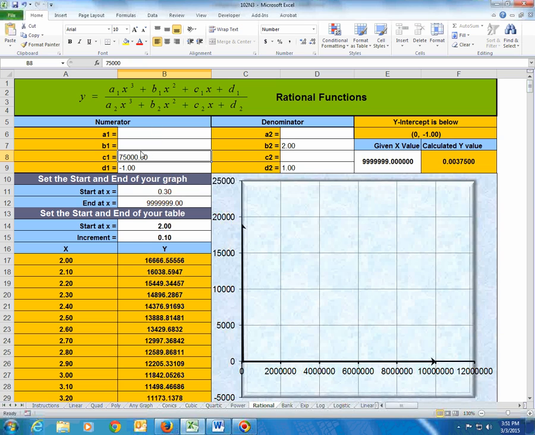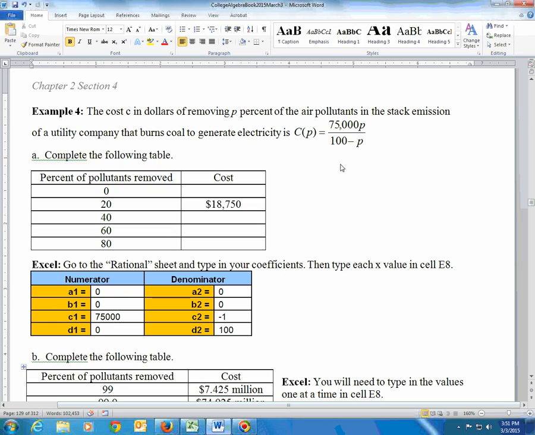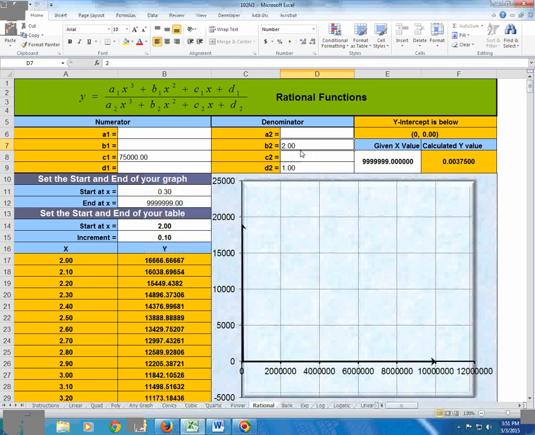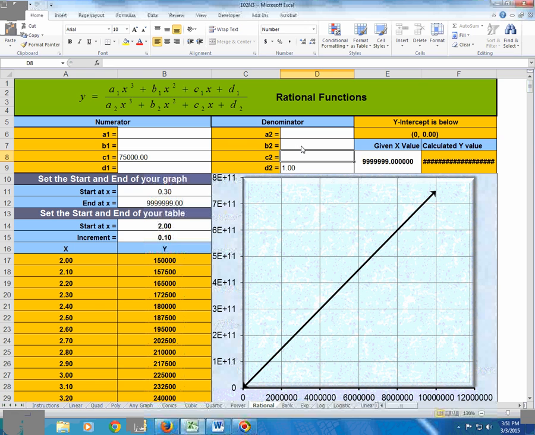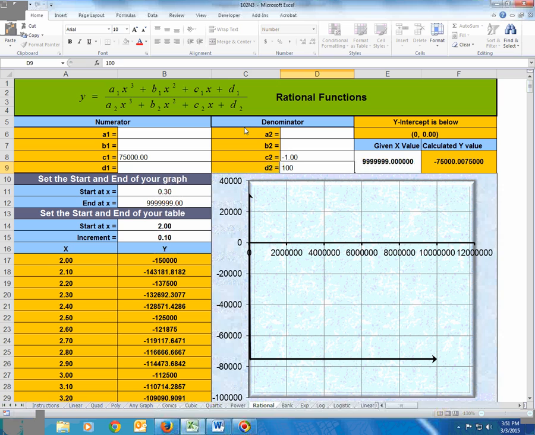C1, the linear coefficient, is 75,000. There's no constant on the top, so that could be 0 or deleted. Either way, it doesn't matter. On the denominator for that function, we have 100 minus P. So the linear coefficient is minus 1 because we have minus 1P, and then the constant is 100. So let's put those in. Linear coefficient is minus 1 because minus 1P, and then a 100 right here.